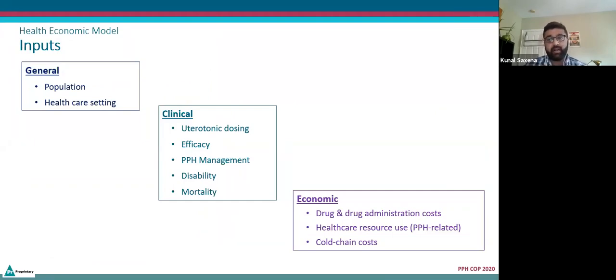So there are three different categories of input in this model. First, the general input, where we input all the data related to the population and the healthcare setting. The clinical input category includes different uterotonics as well as their recommended dosing, the efficacy of each of the uterotonics, PPH management, disability, so the quality of life associated with disability caused due to PPH, and then finally mortality.